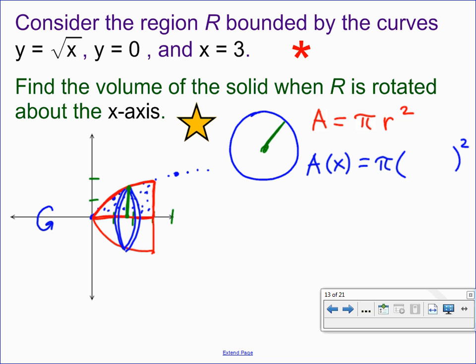So the top curve solve for y is what? It's just square root of x. It's already solved for y, isn't it? Minus bottom curve solve for y. The x-axis is y equals 0. Therefore, my green radius is simply square root of x. Is that it? Awesome. So my area function A of x is pi x.